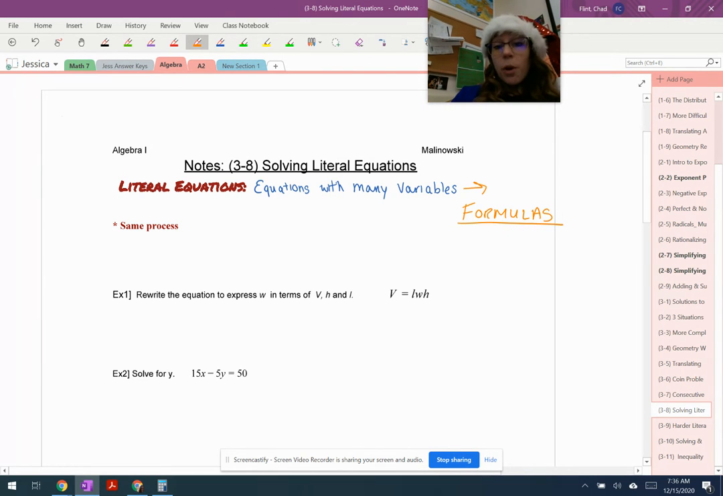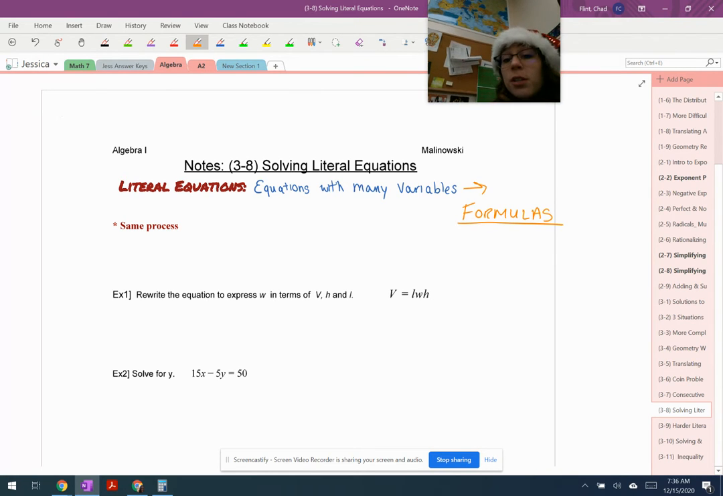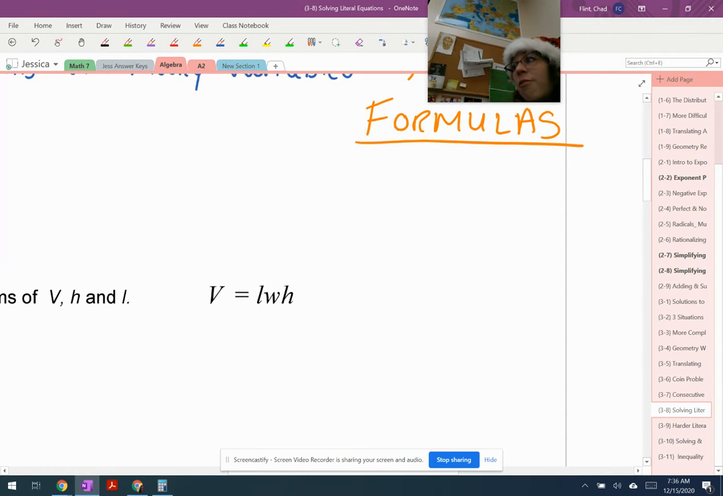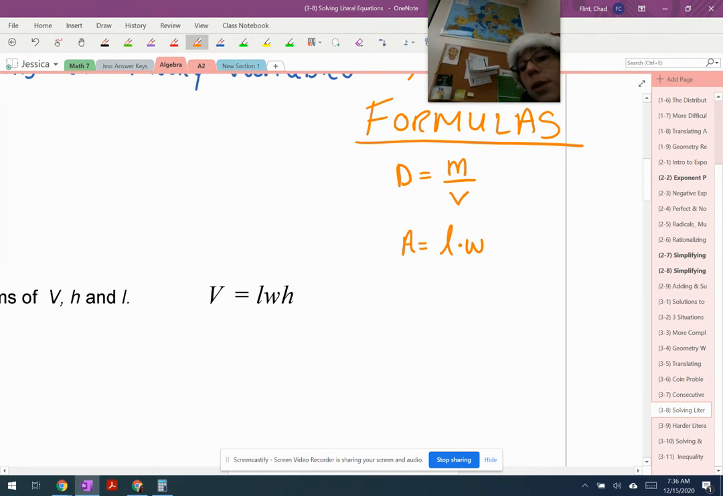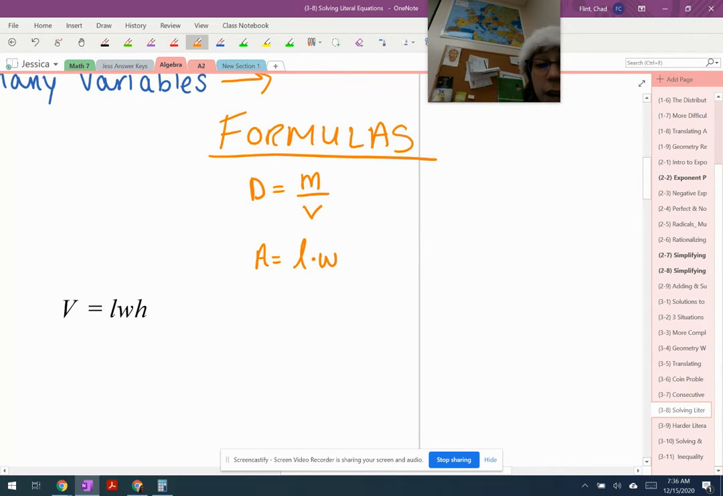You can see in example 1 right there, I've got the volume formula for a prism. Volume equals length times width times height. That's a formula. Some other formulas that you might have floating around in your head. Some science ones. Density is equal to mass divided by volume. Area is equal to length times width or base times height. Some other formulas, Pythagorean theorem, which you may or may not know, a squared plus b squared equals c squared.